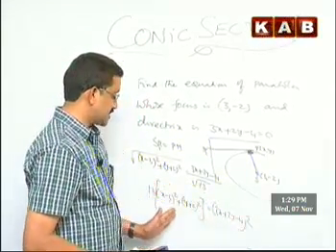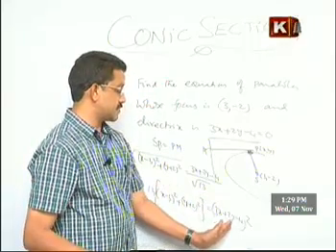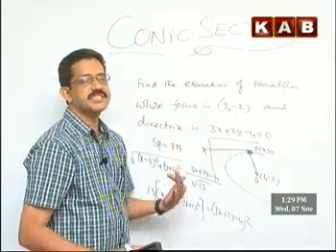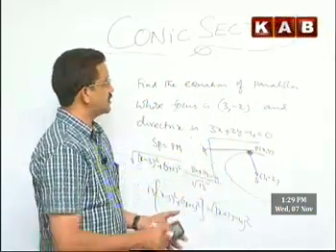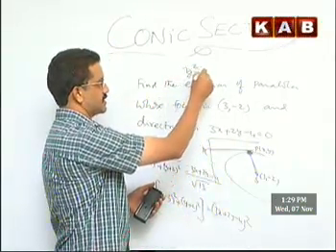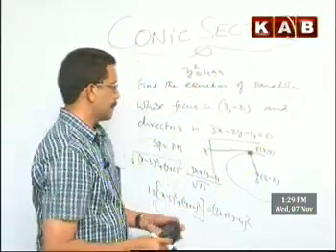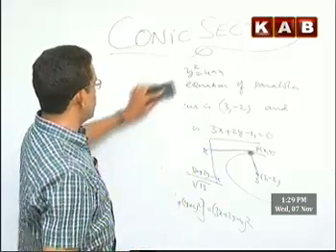You finally get an equation of the form ax square plus 2hxy plus by square plus 2gx plus 2fy plus c, which is a generalized parabola. So our standard parabola is y square is equal to 4ax, but here you will get a generalized parabola. Please follow this carefully. And now let me take the next one.